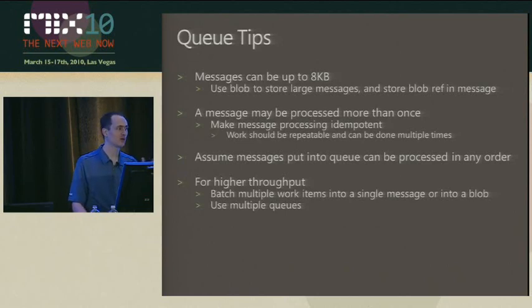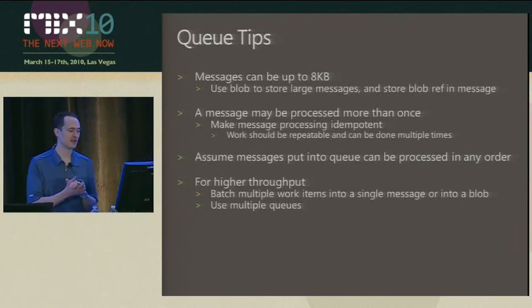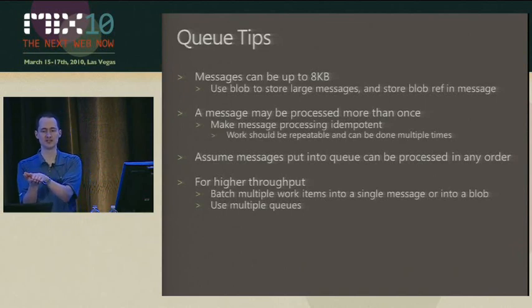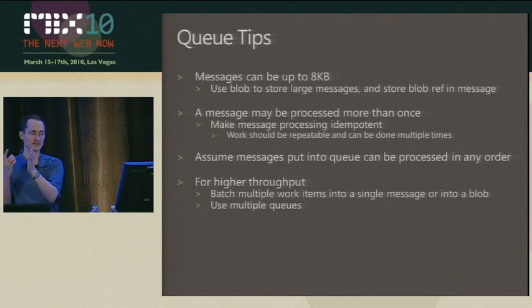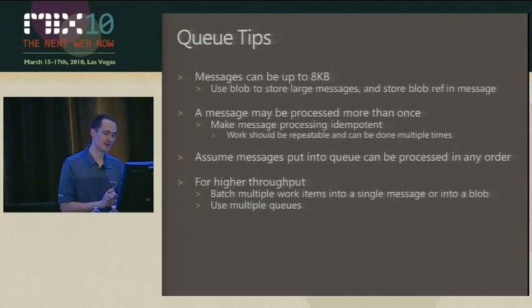Now, if you want to go higher than a queue can actually handle right now, what some applications are doing is they batch multiple work items, let's say from their web role, into a single message. And let's say if you batch 10 work items into a single message, then that means that you just got 10 times the throughput for the queue, effectively. It does mean that your worker now will be processing 10 messages at a time instead of 1 message at a time. And so you have to deal with that.